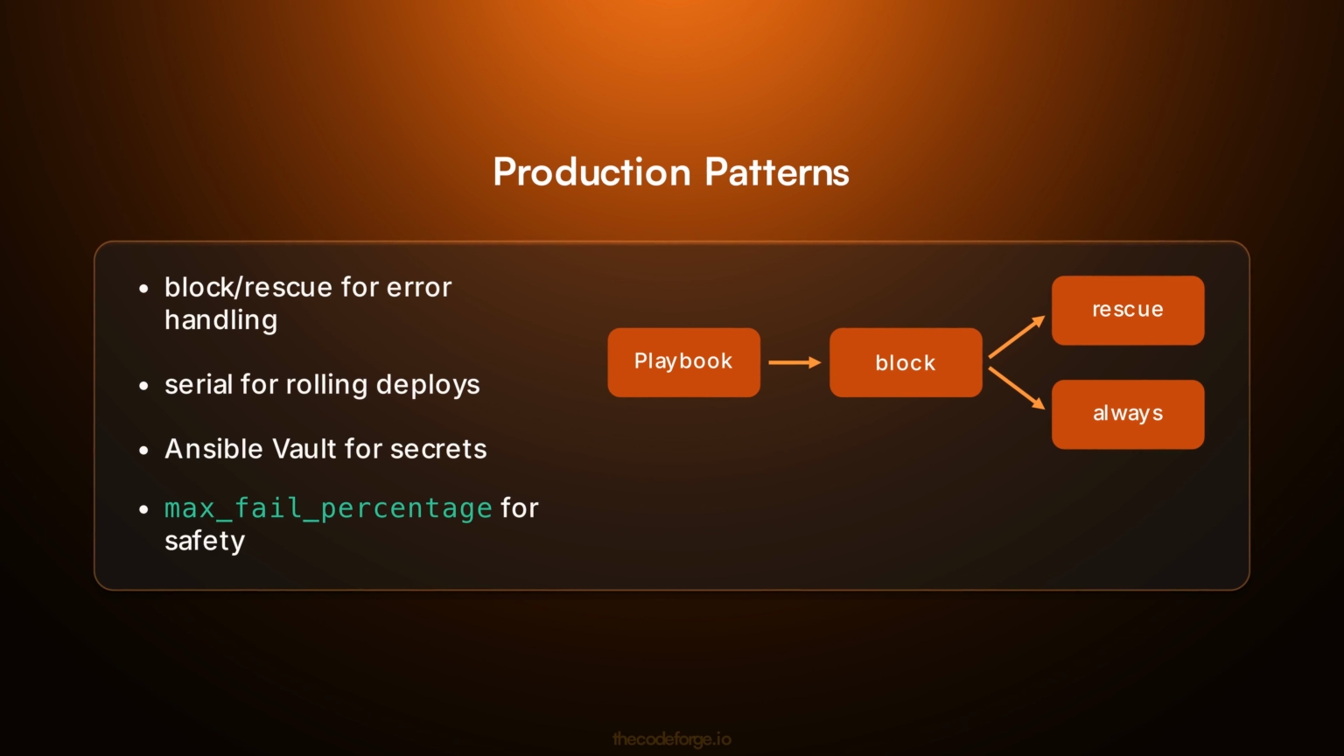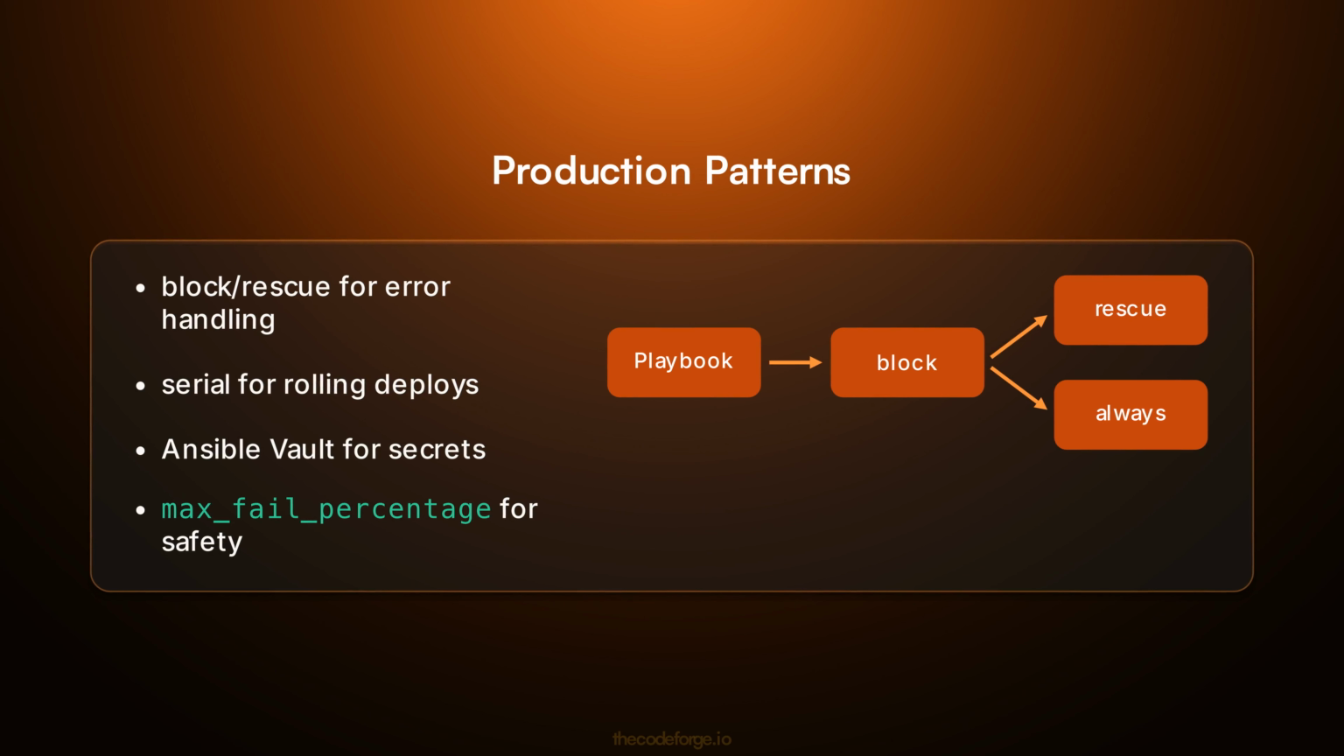Production deploys need safety rails. Use block rescue for error handling and rollback, serial for rolling updates, and Ansible Vault for secrets. Set max_fail_percentage to control how many failures are tolerated.